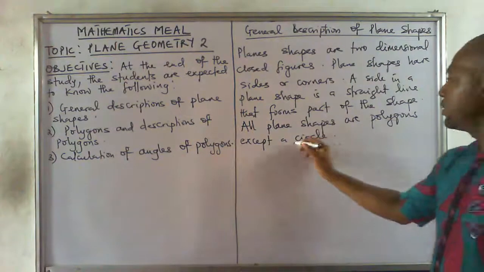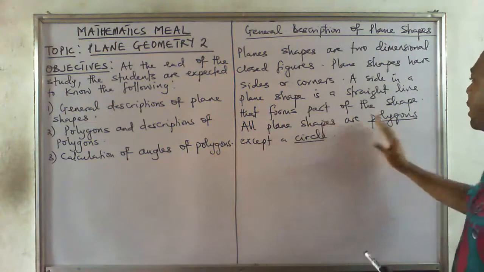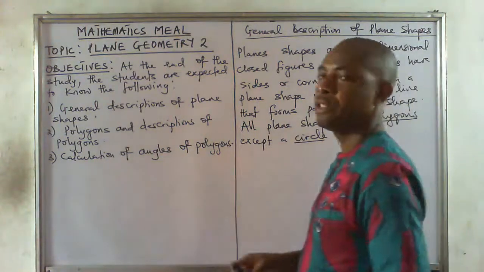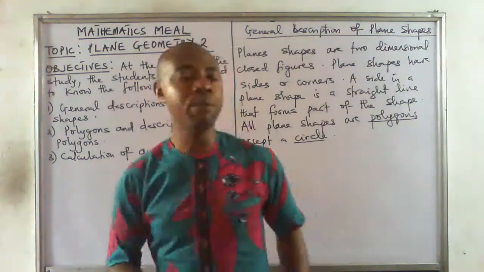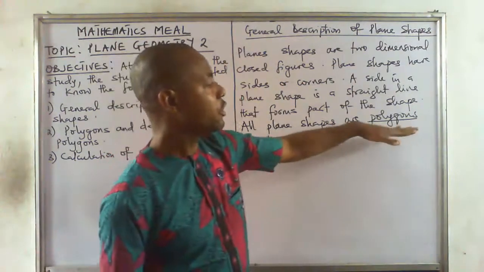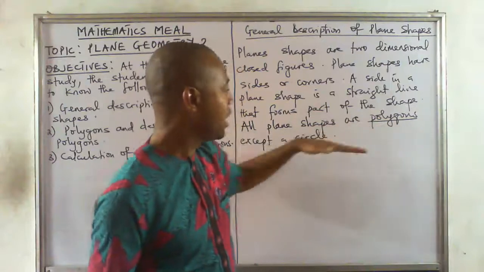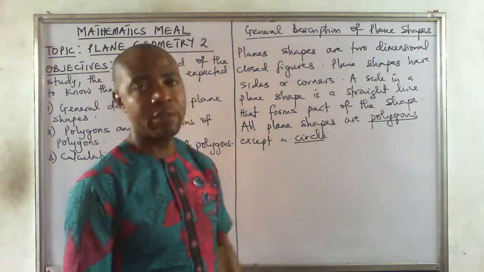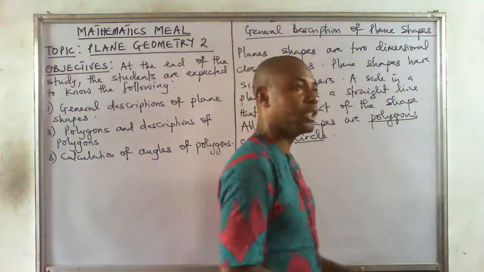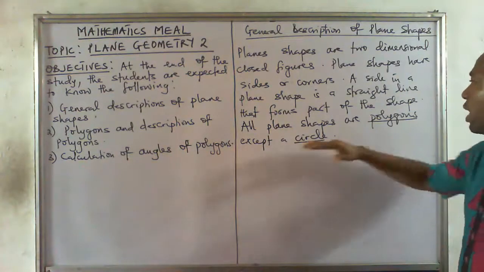Circles. So a circle, polygon. So all plane shapes are polygons except what? Except a circle. The only plane shape that is not a polygon is what? A circle. So plane shapes consist of polygons and a circle. Yes. So if you are asked to name a plane shape or to give examples of plane shape, it's just circle and polygons.